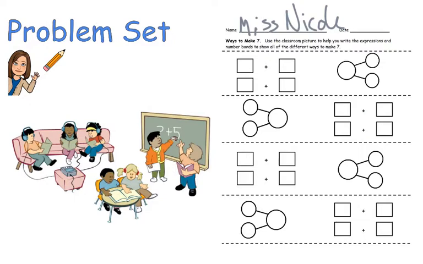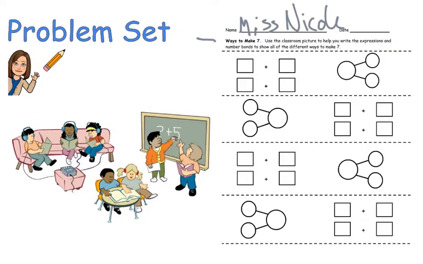So this page is very similar to the one we just did, but instead of making 6, now we're going to find all the ways to make 7, okay? So let's read the directions. It says, ways to make 7. Use the classroom picture to help you write the expressions and number bonds to show all of the different ways to make 7.